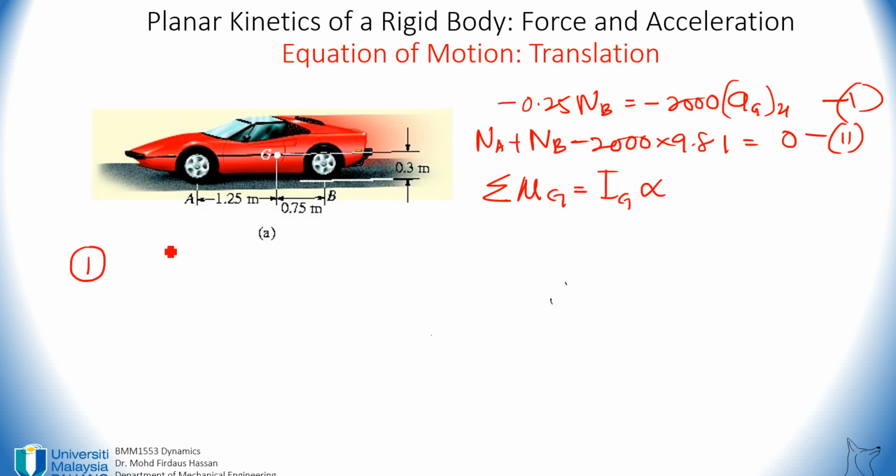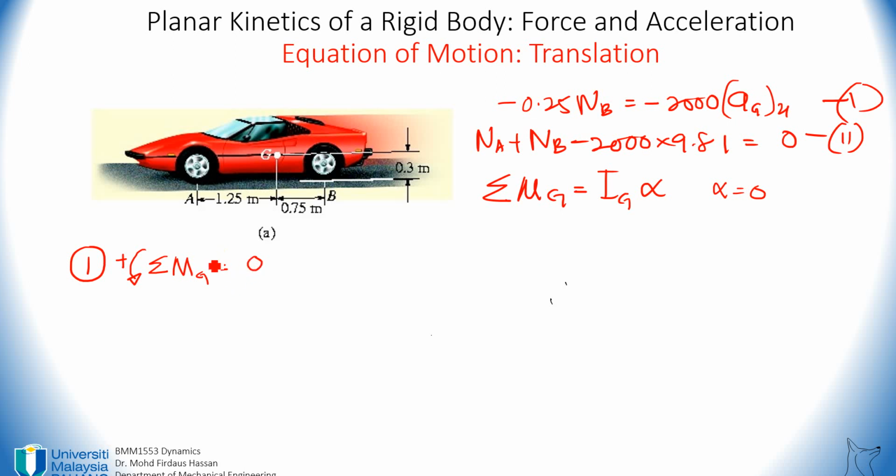So for summation of moment, any forces acting on the car will create a moment, but the summation might be 0, depending on whether it rotates or not. Of course, the summation of moment here is 0 because we know that the car doesn't rotate. So let's say that counterclockwise is positive. The summation of moment at G is equal to what? We know that alpha is 0 because the car doesn't rotate, so this is equal to 0.